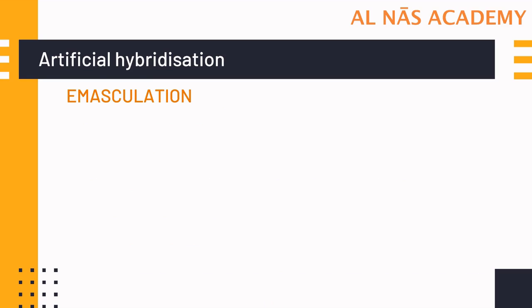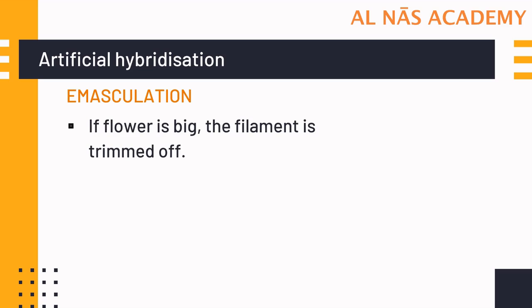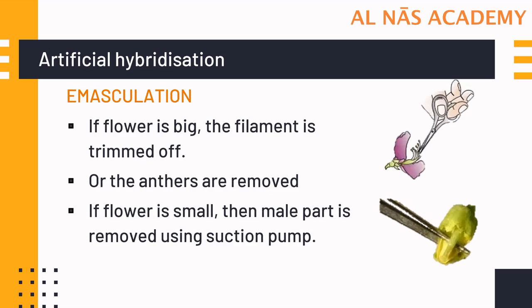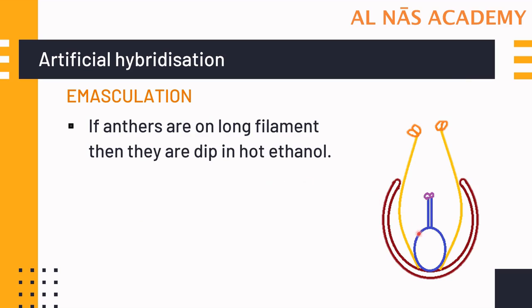How is emasculation done in the flower? If the flower is big, the filament is trimmed off using a pair of scissors, or the anthers are removed using forceps, that is manually. And if the flowers are small, then tiny suction pumps are used to remove the anthers. If the anthers are on long filament, then they are dipped in hot ethanol before the maturity of the anther, and that is before the formation of pollen grain.